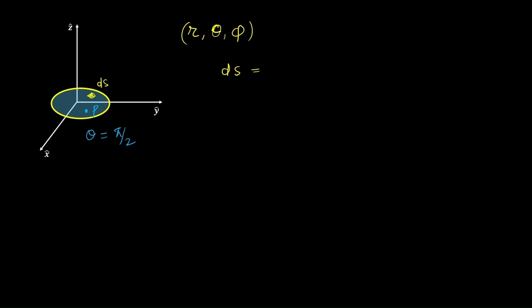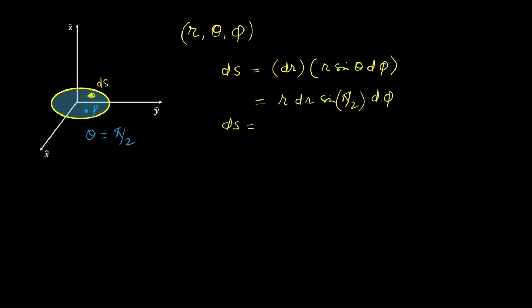We already know that r and phi are the variables which are going to change. The change along r is given by dr, and the change along phi is given by r sin theta d phi. Here theta is equal to pi by 2, so we can write r dr sin(pi by 2) d phi, and sin(pi by 2) is 1, so we get ds is equal to r dr d phi.